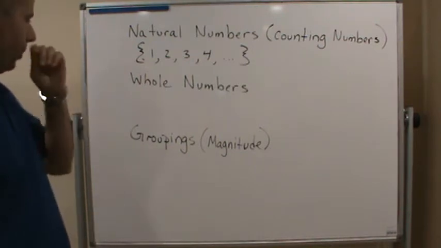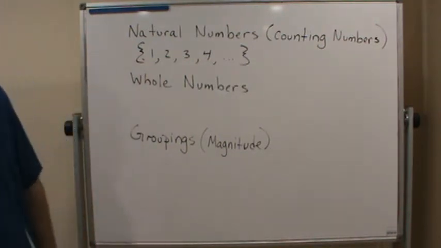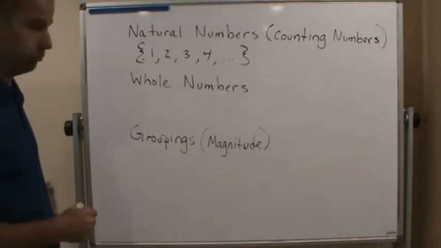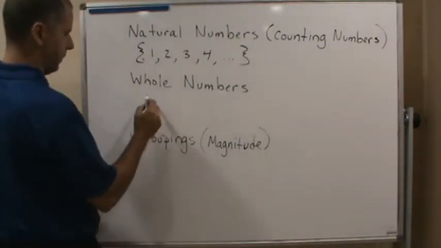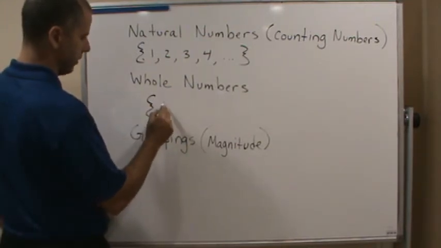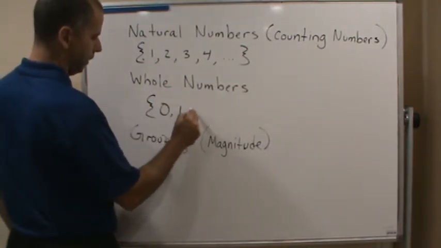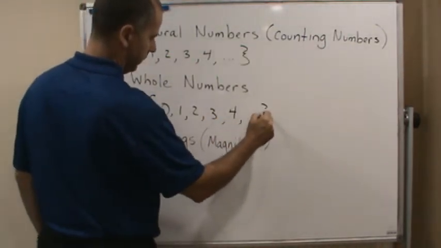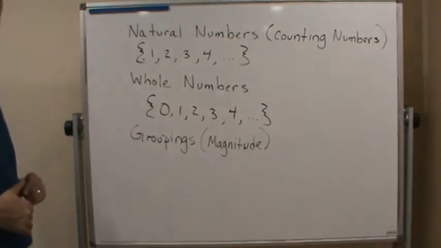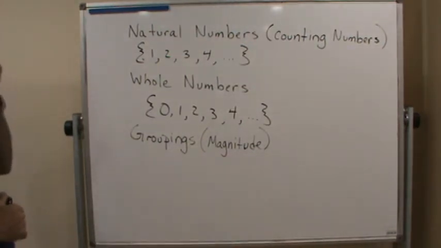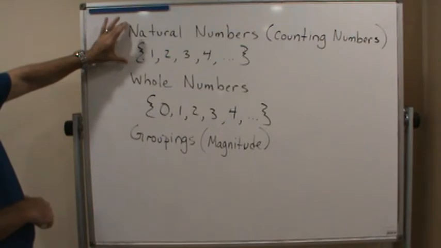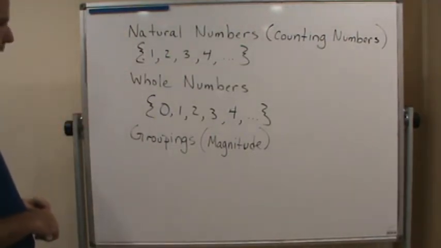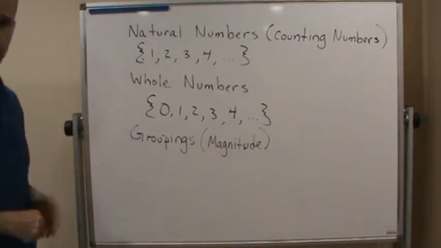Now, what about whole numbers? Well, whole numbers are basically the natural numbers plus 0. So the whole numbers we would represent starting at 0, and then 1, 2, 3, 4, and on and on and on. So these are the natural numbers up here, and these are the whole numbers. That's all you need to know, right?